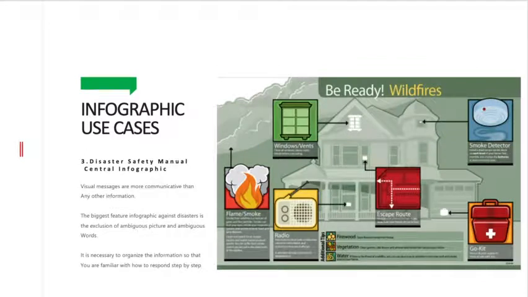Finally, disaster safety manual infographic. The most important area in the infographic is the area of disaster safety manuals. Visual messages are more communicative than any other information. Therefore, major advanced countries, including the US, deliver most of their methods of responding to a crisis through infographic. The biggest feature of infographic against disaster is the exclusion of ambiguous pictures and ambiguous words. It is necessary to organize the information so that you become familiar with how to respond step by step.